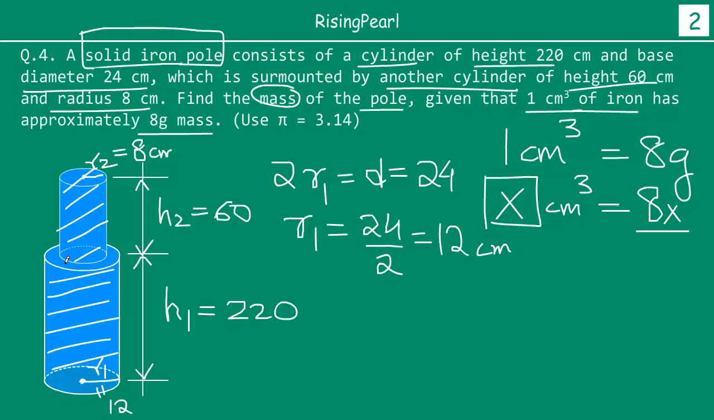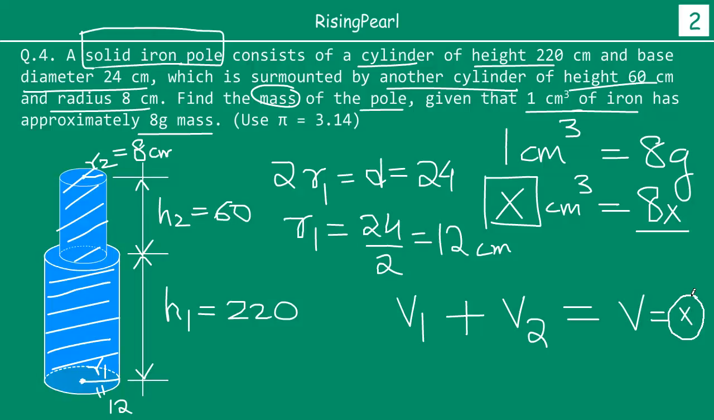So we want to find out the volume of iron inside the base cylinder. We want to find out the volume of iron in the top cylinder. If the volume of iron in the base cylinder is V1 and the volume of iron in the top cylinder is V2, we will add these two to find out the total volume, which we are also calling X, right?